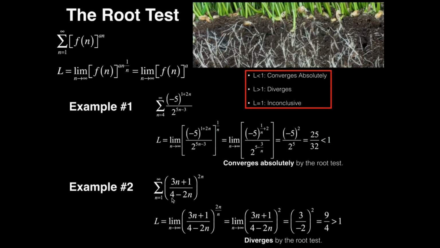And again, I just took this whole thing, this whole argument of the series, and put it here, but I have to raise it to the 1 over n power. So notice I just took the 2n that was already there and divided by n. That's the same thing as raising everything to the 1 over n power. And again, nicely, these n's cancel. And so I'm left with the limit as n goes to infinity of 3n plus 1 over 4 minus 2n, and that's raised to the second power because the n's canceled out.